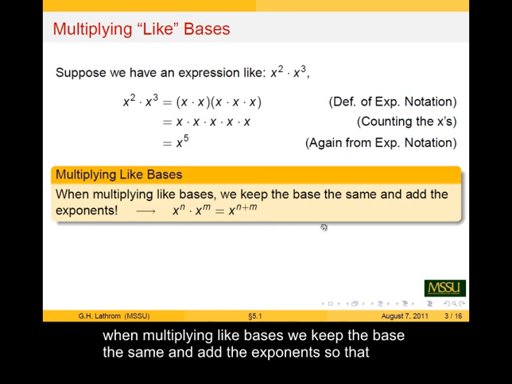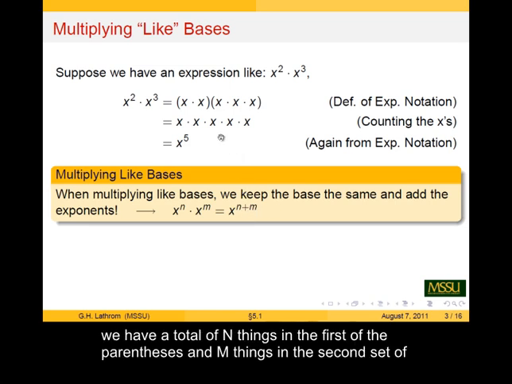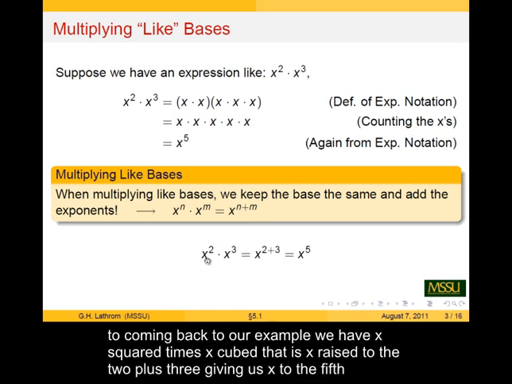When multiplying like bases, we keep the base the same and add the exponents, so that x to the n times x to the m is equal to x raised to the n plus m. We've got a total of n things in the first set of parentheses and m things in the second set of parentheses, so we have a grand total of n plus m things that we're multiplying. So coming back to our example, when we have x squared times x cubed, that's x raised to the 2 plus 3. 2 plus 3 gives us 5.